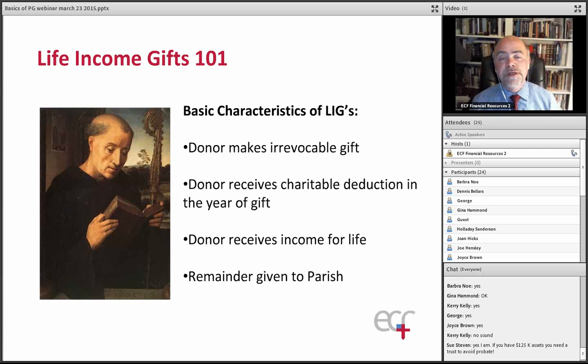Then the donor will receive a substantial charitable deduction in the year they make the gift. Then, typically the donor, though it doesn't have to be the donor, it can be whomever the donor designates, will receive income for the rest of her life or his life, depending on what's been designated. Then, when the individuals receiving that income pass away, or when the term of years trust ends, the gift's remaining value is liquidated and given over to the various Episcopal charities that were designated.